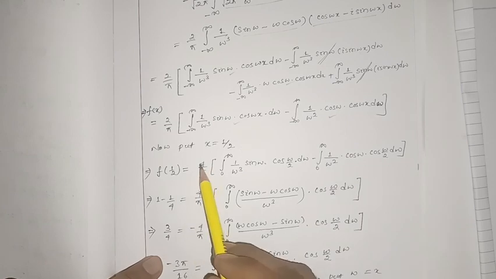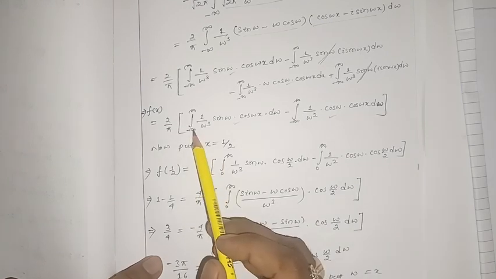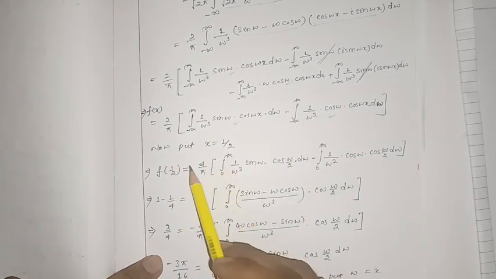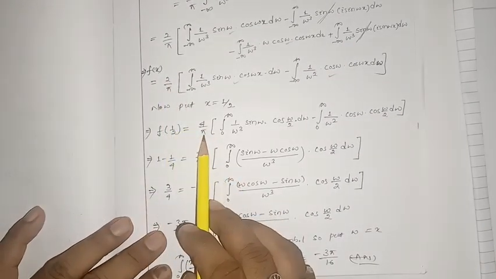See why it is written as 4 by pi? Because the integration is from minus infinity to plus infinity, if I consider 0 to infinity, then 2 will be multiplied, then 2 into 2 will be 4 by pi, right?